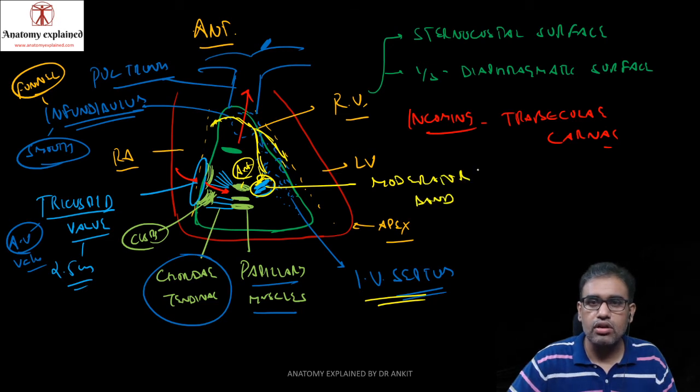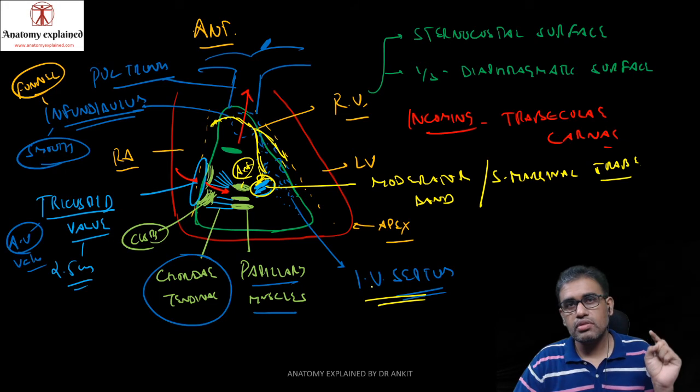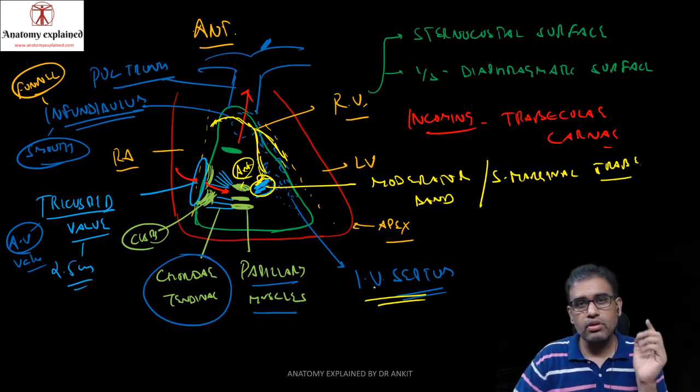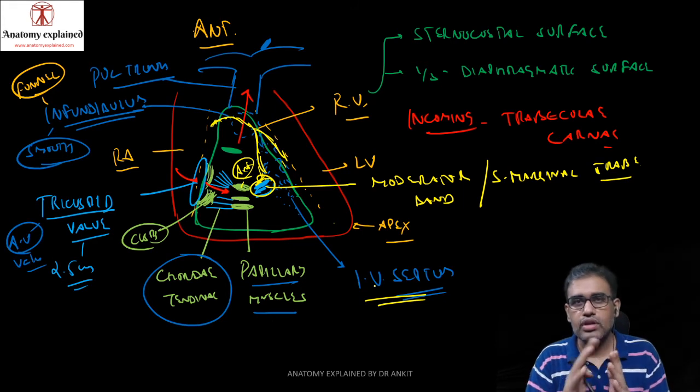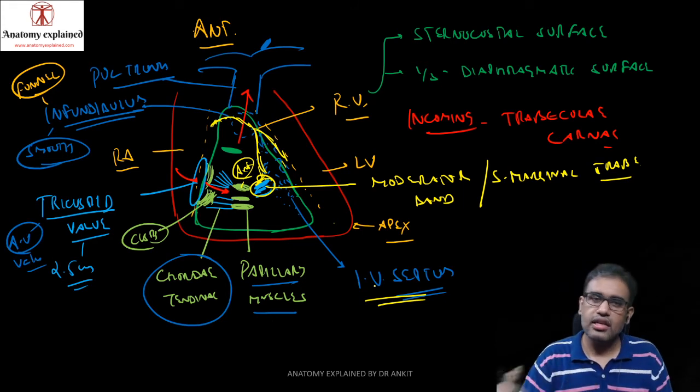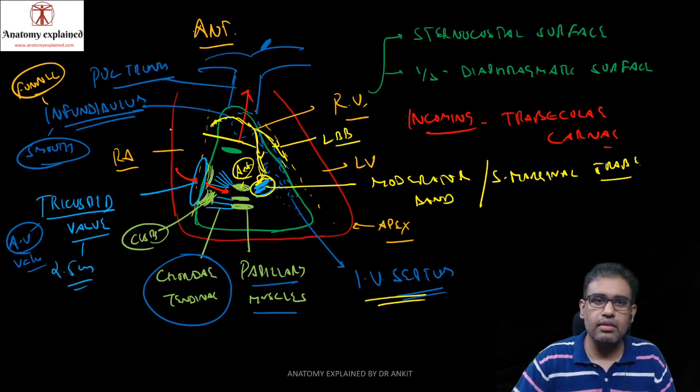Now what are they doing? The other name is septomarginal trabeculae. I repeat again. The AV bundle is coming from the AV node and going from the atria to the ventricles. Then at the IV septum, it separates into right and left bundle branches. The right bundle branch will go towards the RV, and the left bundle branch will go towards the LV. This is your LBB and that is your RBB.